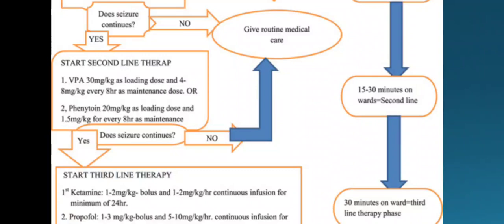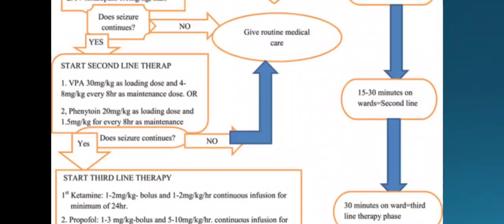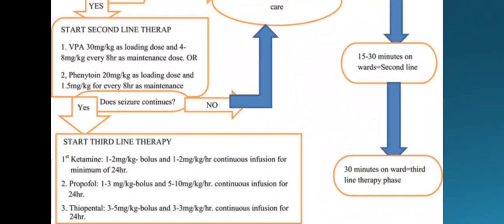Valproic acid, you can give at 30 milligrams per kg as a loading dose, and then 4 to 8 milligrams per kg every 8 hours as a maintenance dose. Or you can give phenytoin 20 milligrams per kg as a loading dose and 1.5 milligrams per kg every 8 hours as maintenance. Or alternatively, you can give phenobarbital at 20 milligrams per kg as a loading dose. Then after that, if the seizure has subsided, you give your routine medical care.